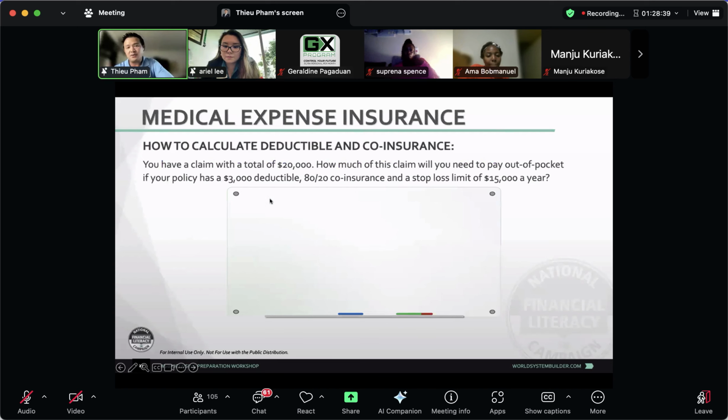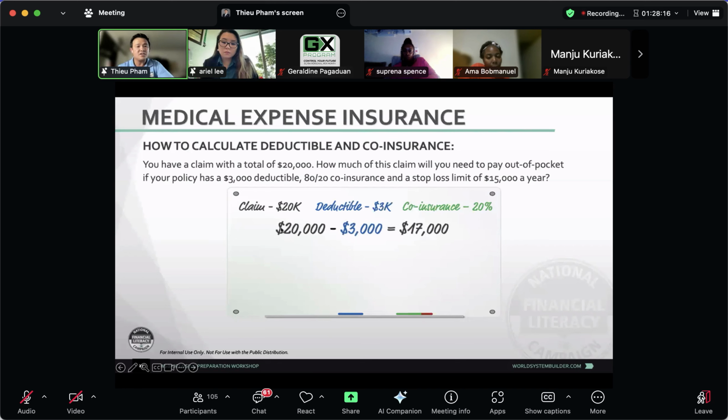So how to collect deductible and co-insurance. Say you have a claim with a total of $20,000. This is an example for you to visualize. How much of this claim will you need to pay out of pocket if your policy has a $3,000 deductible, 80/20 co-insurance, and a stop loss of $15,000 a year? Here's the math. Claim is 20, deductible 3, co-insurance 20%.